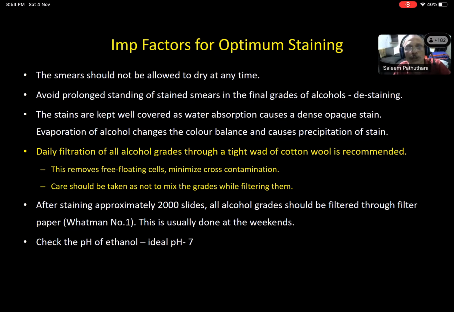So it is very important to use the filtration in the descending order. We have to use the alcohol grades to be filtered. This can be done once in a week. We can do a filtration in Whatman number 1 filter paper, and daily filtration can be with cotton. And check the pH of ethanol. Ideal pH has to be 7.